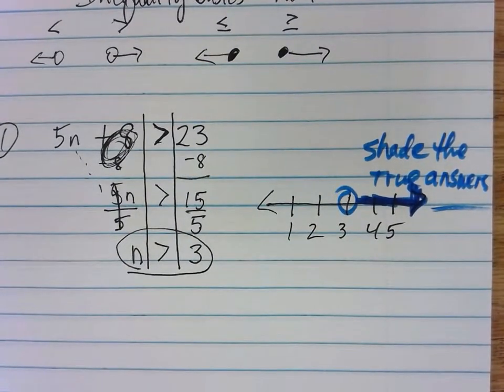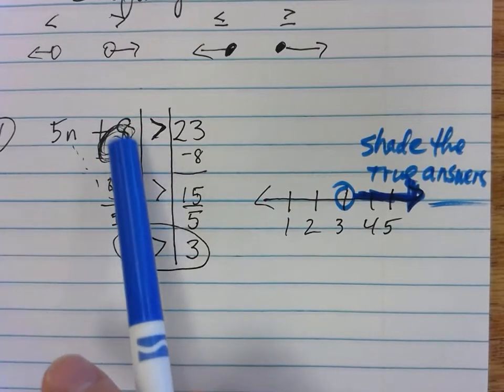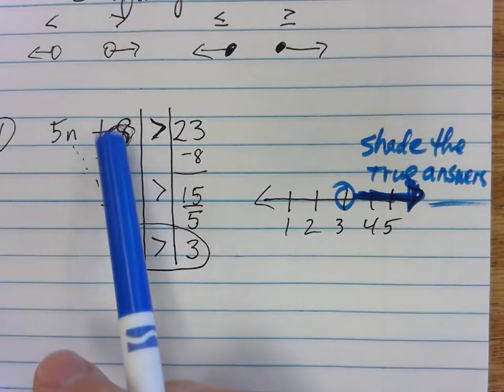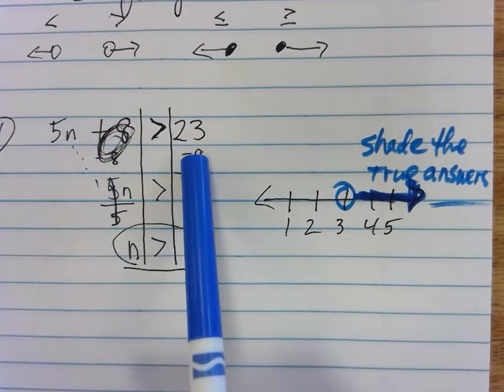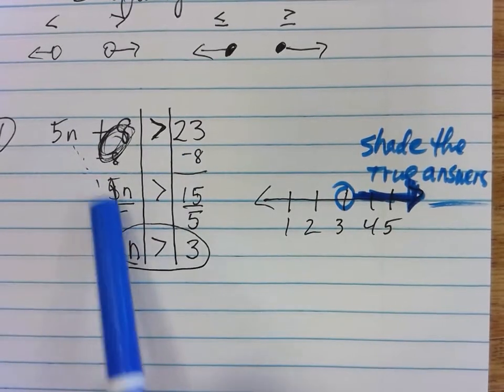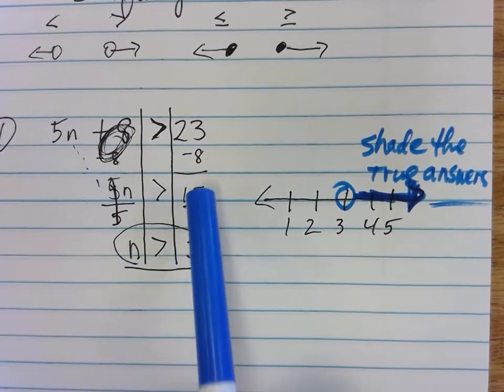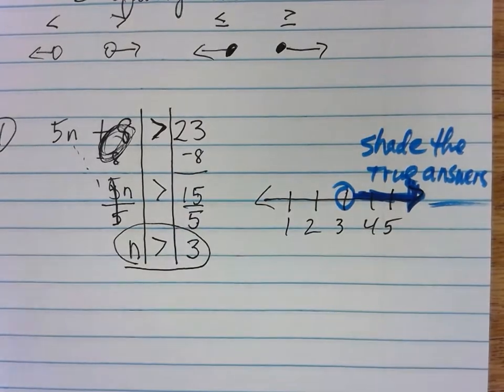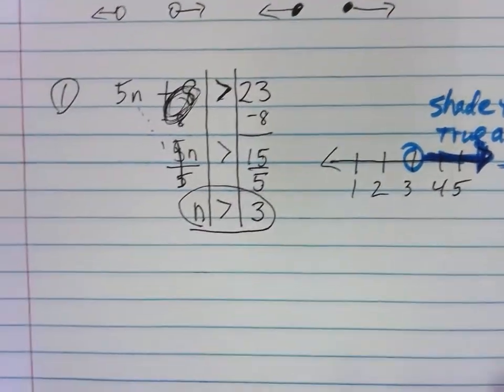Everybody see all that? All right, here we go. Just like we did with the equations, we're going to cancel out the constant first. Then we divided by 5, because 5 divided by 5 is 1, and 15 divided by 5 is 3. We got that.